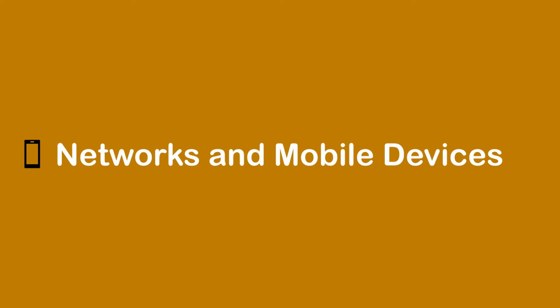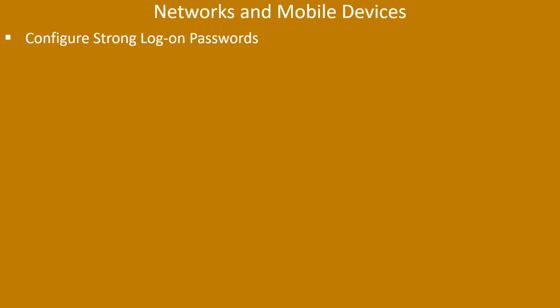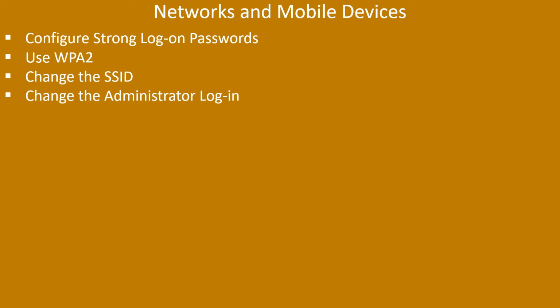Let's talk a little bit more about mobile devices and networks. Wireless home networks need to be configured with strong passwords to prevent unauthorized access. You should use WPA2 for your security settings on your home network, as it is the most secure. You should also change the default network name. That way, attackers don't know what kind of device you have, which could allow them to perform an attack on a known vulnerability for that specific device. Another thing you should do in the security settings of your home router is change the default router administrator login.